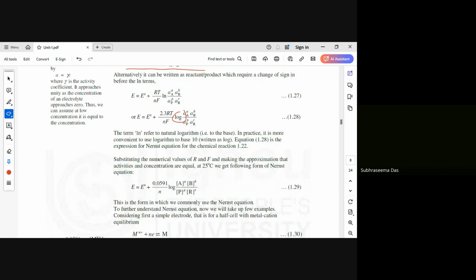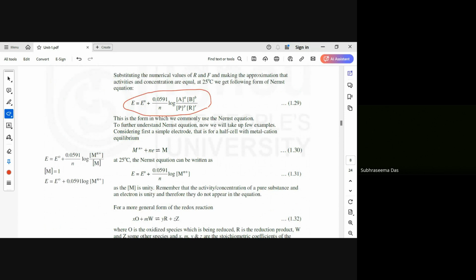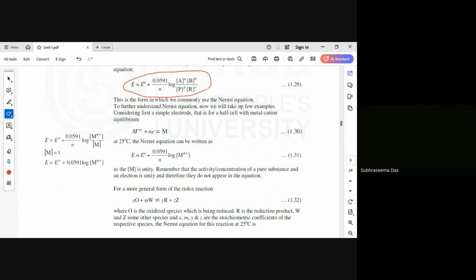Now when we substitute the numerical values of R and F, and the temperature as 25 degrees centigrade or 298 Kelvin, we find the following acceptable form of the Nernst equation: E is equal to E zero plus 0.0591 by N log of the concentration of reactant A raised to its coefficient, concentration of B raised to its coefficient, upon the concentration of the products raised to their coefficients. This is the most commonly used form of the Nernst equation that we use every day. This equation is highly predictive and implies, with great precision, the values of E and E zero.